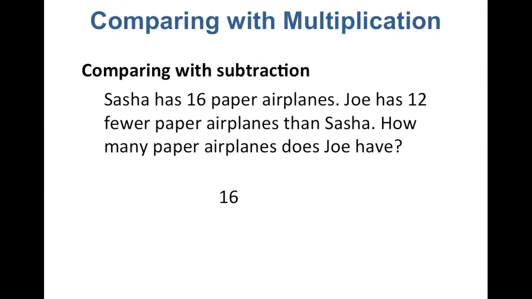We'd start with the number of airplanes Sasha had, which was 16, and we want to find out what is 12 fewer than 16, 12 less. So we're subtracting 12. We do our math and come up with 4, and our answer would be Joe has 4 paper airplanes. So these are two different ways that you have made comparisons before.